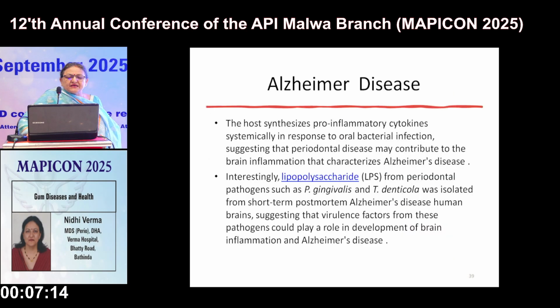Then Alzheimer disease. In patients with periodontal disease, it is found that periodontal pathogens like P. gingivalis and Treponema denticola have been isolated from short-term post-mortem Alzheimer disease human brains, so it is suggested that these patients are prone to it.